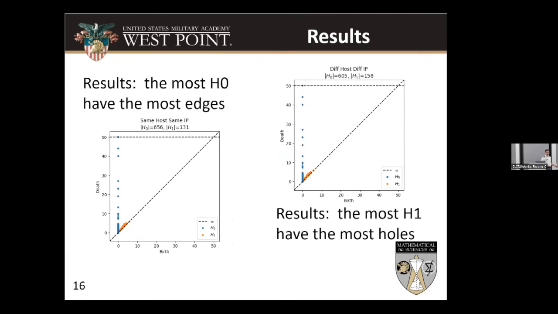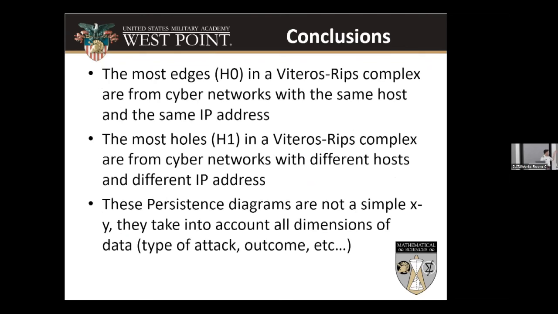Our results say that the most edges belong to the same host and the same IP address, which is something we would want. That tells us that's the most secure. A different host and a different IP address has the most holes. That's something we wanted to believe from the beginning, but our initial data exploration told us otherwise. Again, this is all correlation based, but the first 2 points just cover what I talked about. And these are not simple X and Y; there are 43 other attributes that go into it.